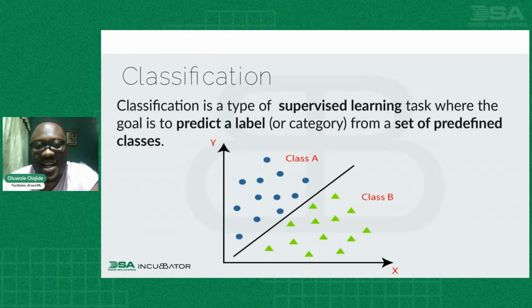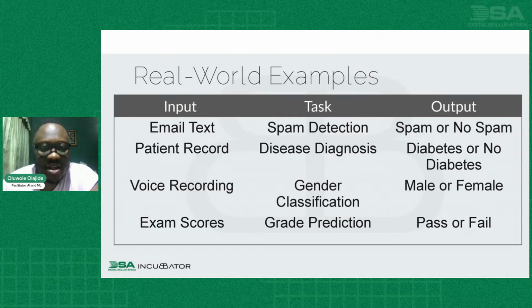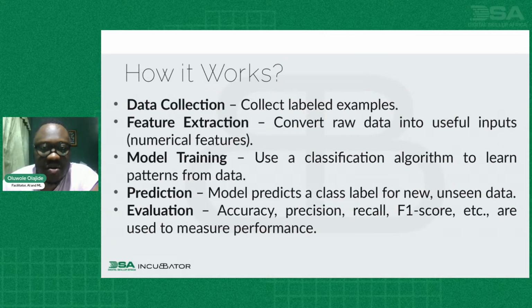Then I spoke about classification, which is a type of supervised learning task, where the goal is to predict a label or category from a set of predefined classes. You already know A or B. You give your model, can you select between A and B and put them in two different places? Then these are some real world examples that I gave. You see your patient record, voice recording, exam scores.